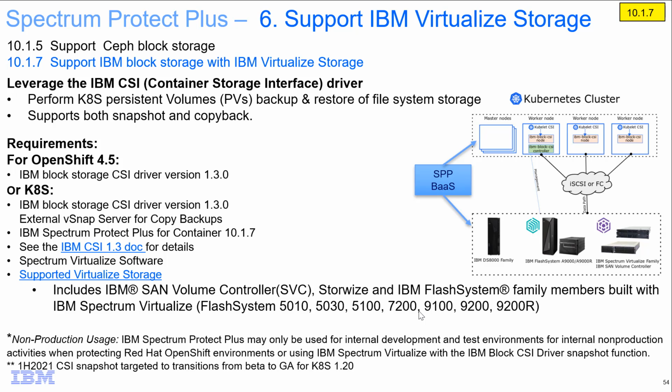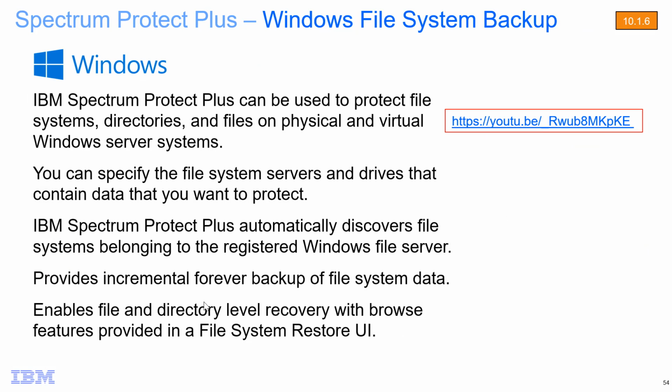For this support, we do require OpenShift 4.5 and the IBM Block Storage CSI driver version 1.30, and for Kubernetes we require the IBM Block Storage CSI driver 1.30 also. So make sure you check out the requirements in our documentation on this. Okay, with that I'll go ahead and turn it back to Sean to cover additional enhancements to the Spectrum Protect Plus product.